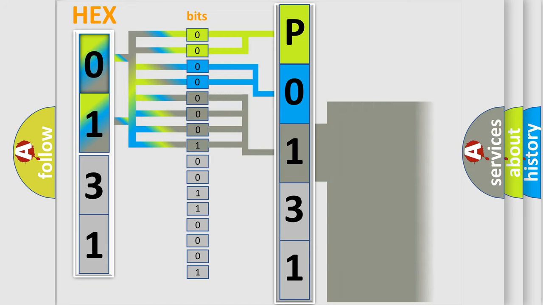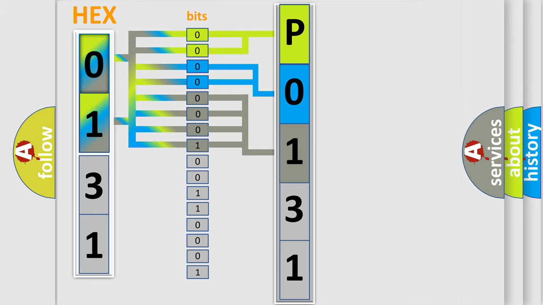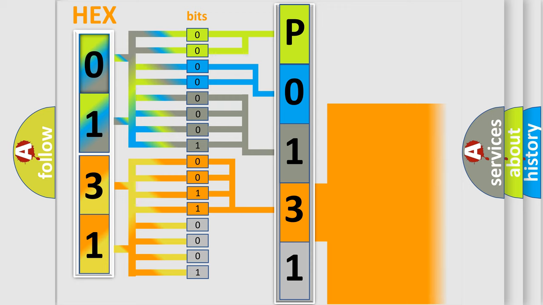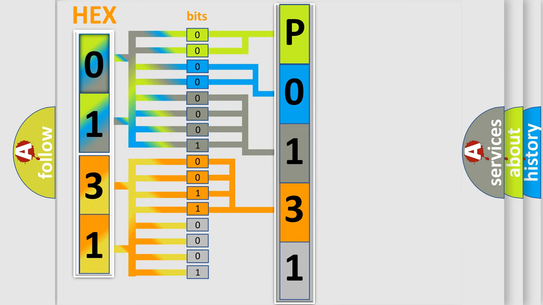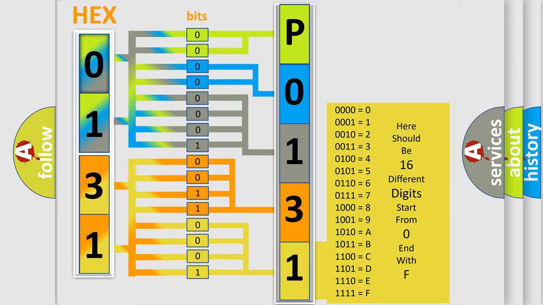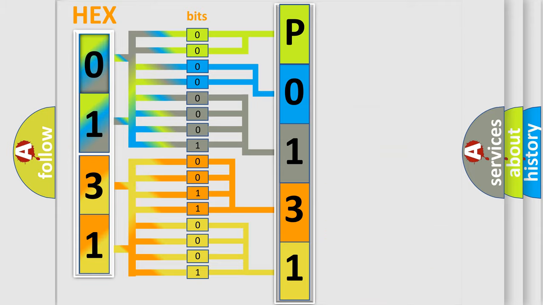The second byte is composed of a combination of 8 bits. The first 4 bits determine the fourth character of the code, and the last 4 bits define the fifth character. A single byte conceals 256 possible combinations. We now know in what way the diagnostic tool translates the received information into a more comprehensible format.